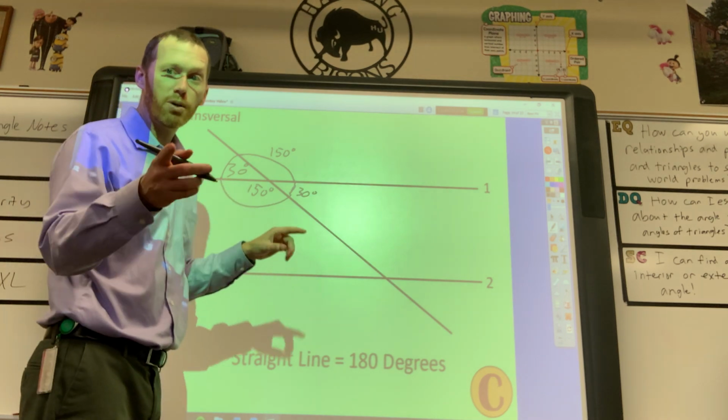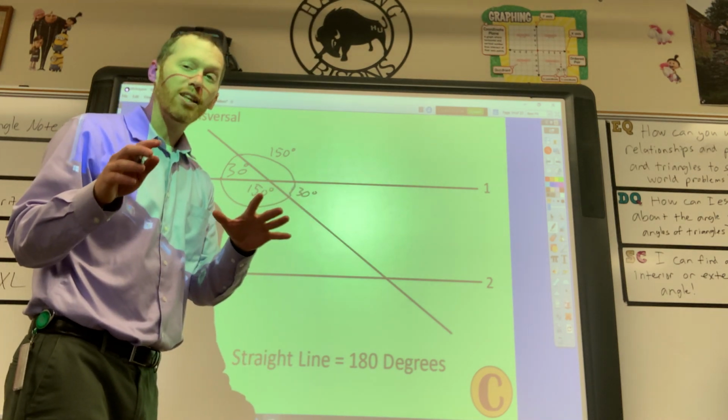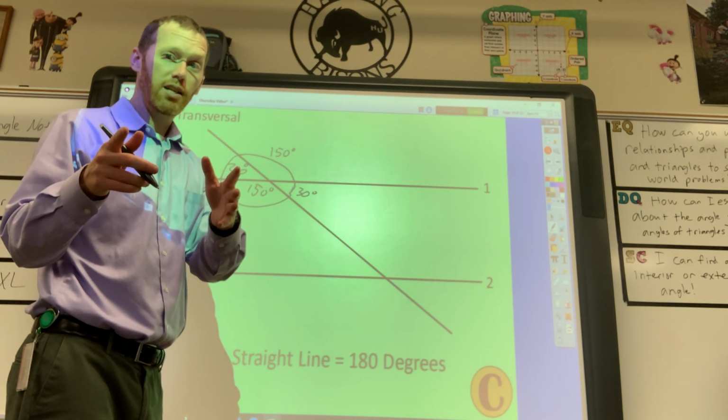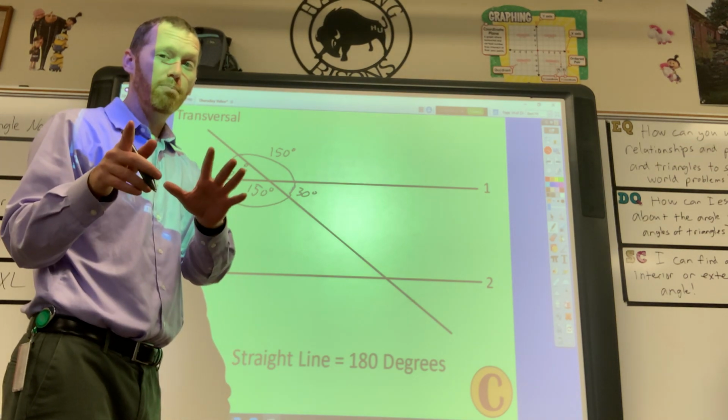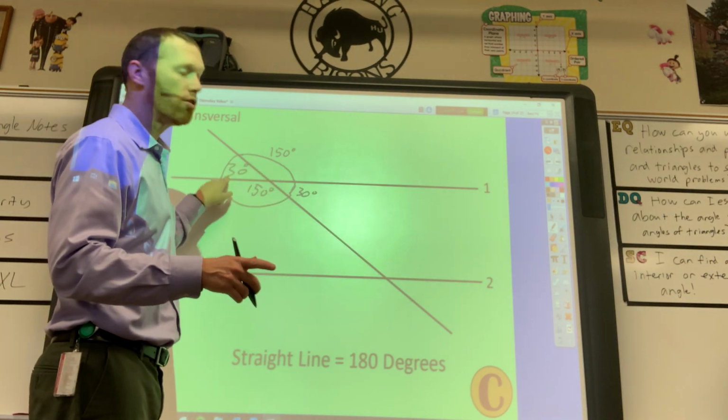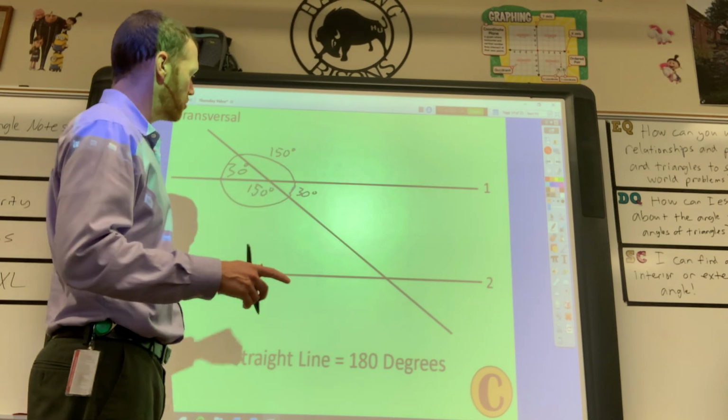Interestingly enough, by the way, remember how there's like 180 degrees in a triangle and 180 in a straight line? Do you remember how many degrees there are in a circle? You've heard it before, you've learned it, it's not stuck in your head, but maybe you remember it's 360. Look at that. We made a circle, and all those numbers add up to 360.